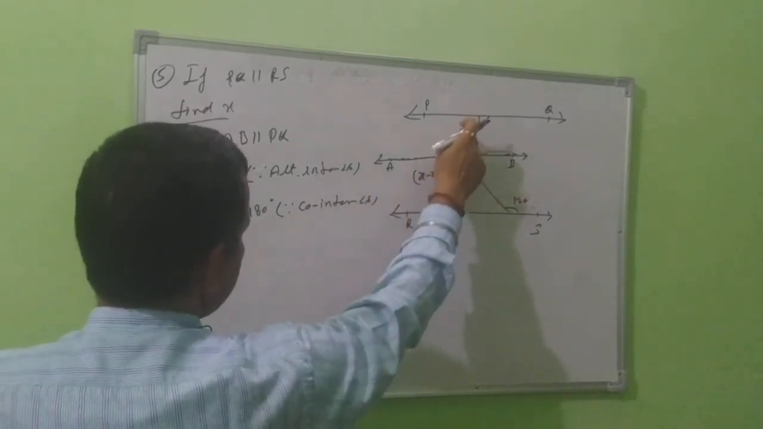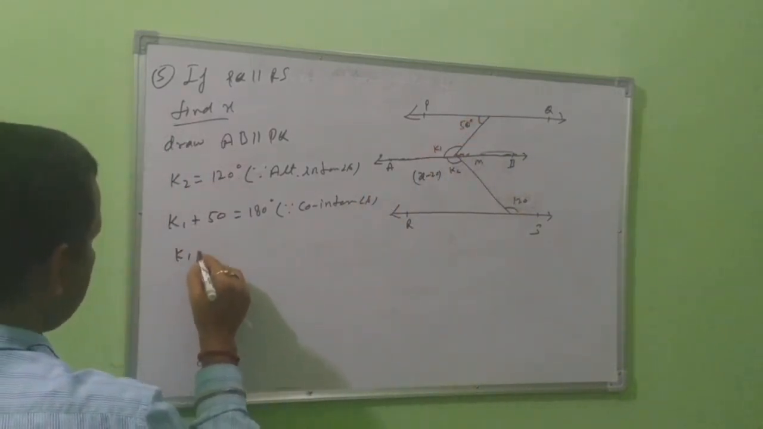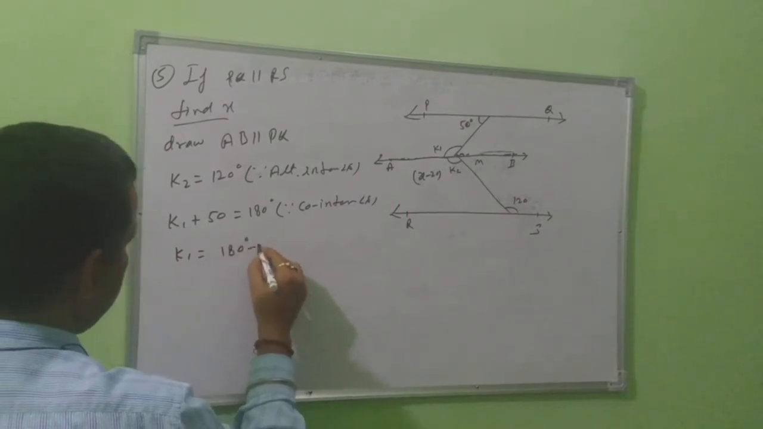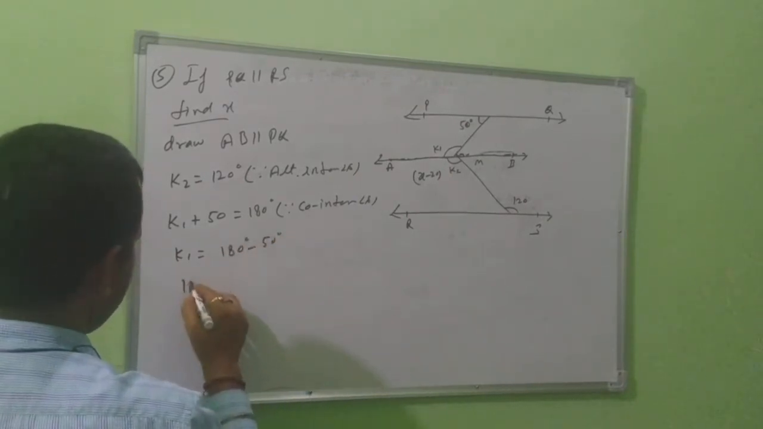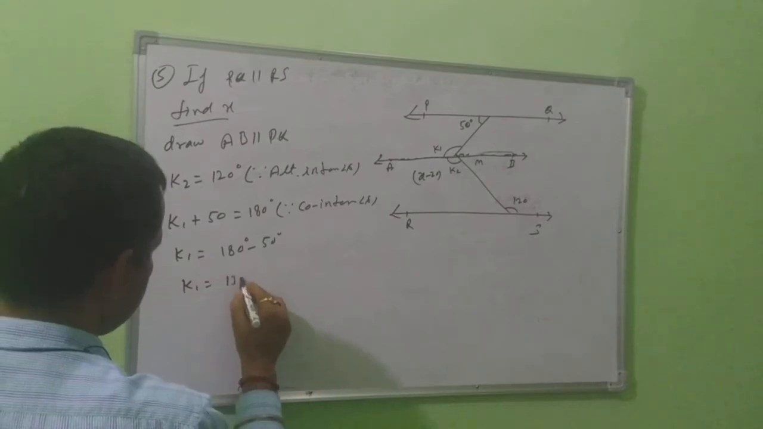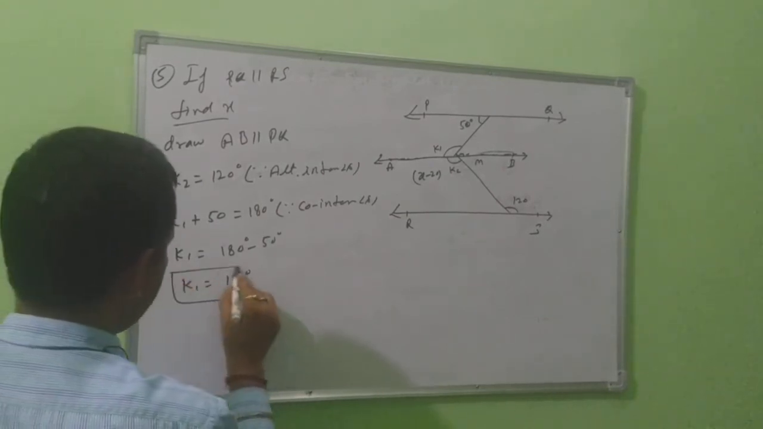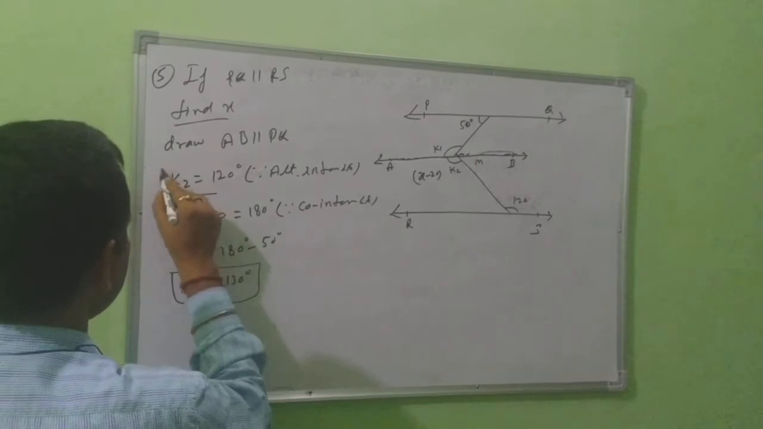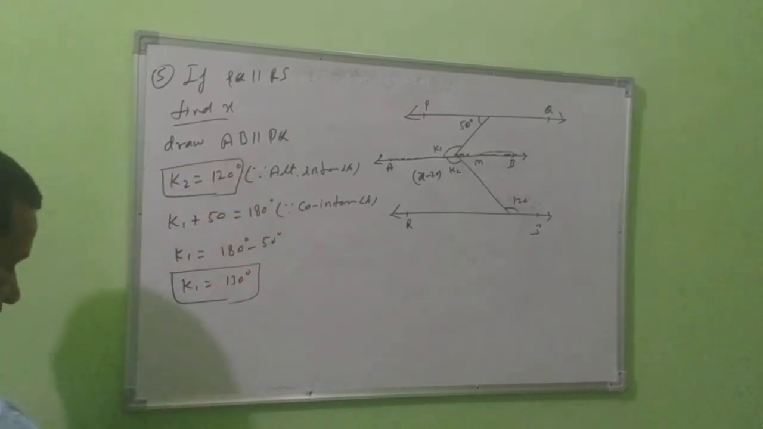This and this angle, the value of K1. The value of K1 equals 180 degrees minus 50 degrees. The value of K1 equals 130 degrees. The value of K1 is 130 degrees. The value of K2 equals 120 degrees.